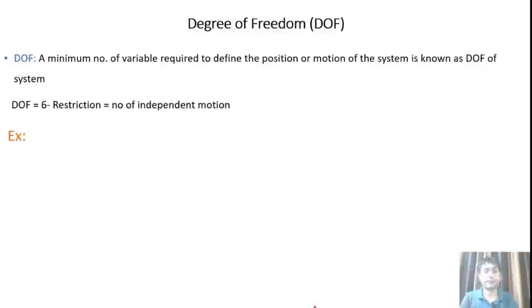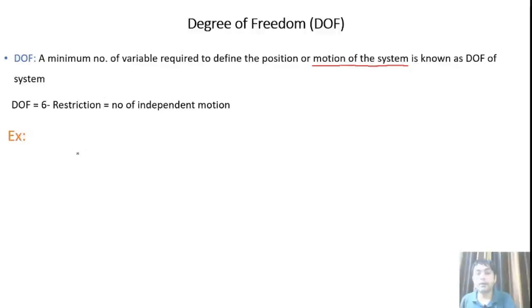So next, degree of freedom. The minimum number of variables required to define the position or motion of the system is known as the degree of freedom. My dear, let's talk about the motion of a system. In how many types can motion occur? That means types of motion.